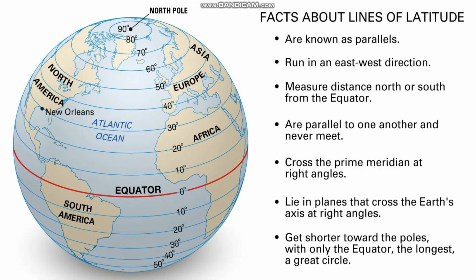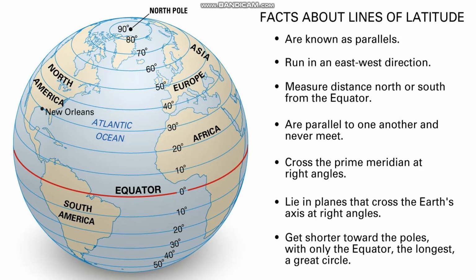And it runs in an east to west direction. And the lines of latitude help us to measure distance north or south from the equator. It helps us to measure whether the place is situated in the northern side or southern side of the equator. And these lines are parallel to one another and never meet.